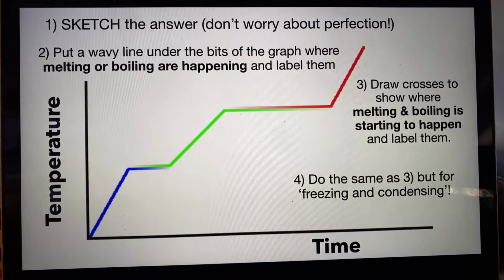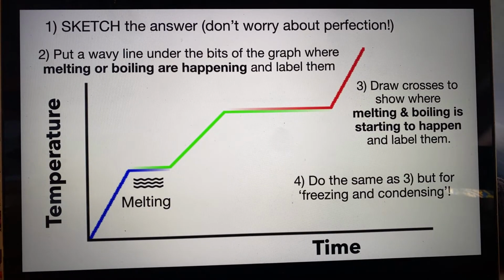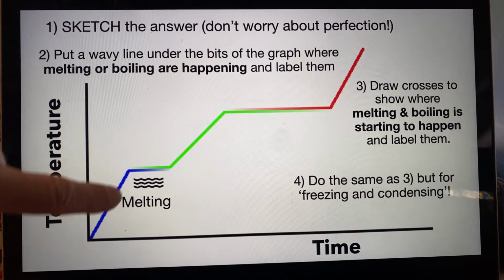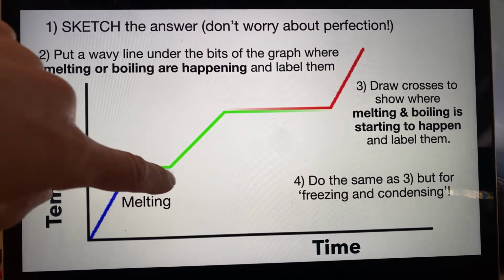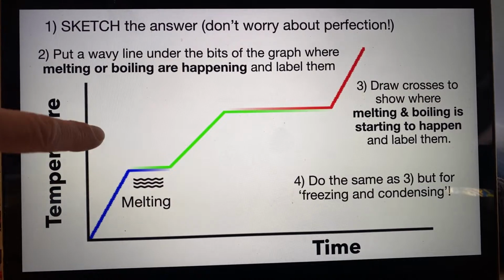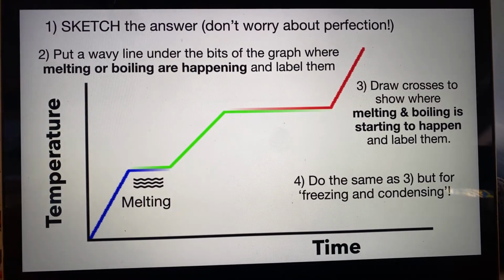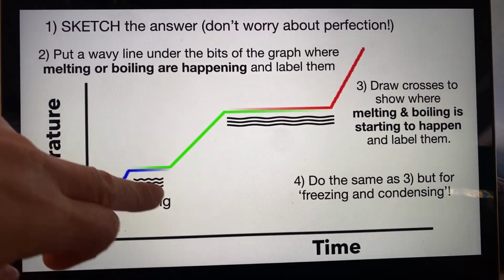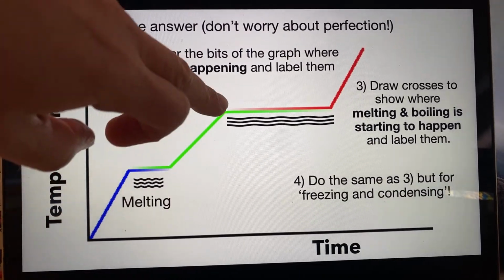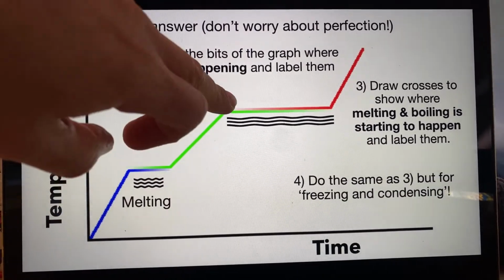The energy is going into breaking the particles instead of making them move around more. So those flat lines are the melting and the boiling happening. So this is ice here, handily done in blue. Where that stays still, time goes by and it doesn't get hotter, that's melting happening, the bonds breaking to form a liquid. So this green line here is when it's a liquid.